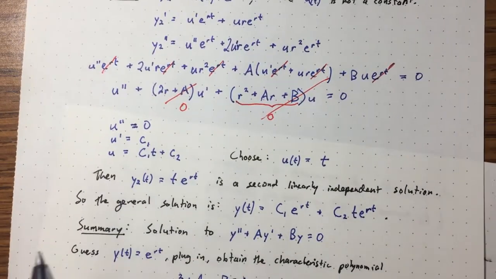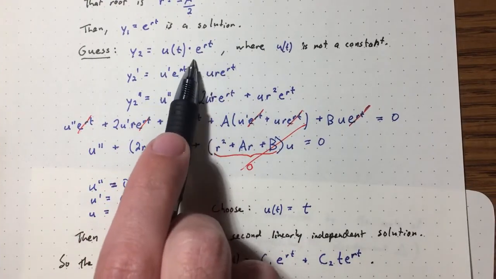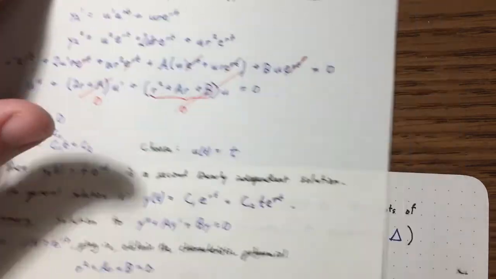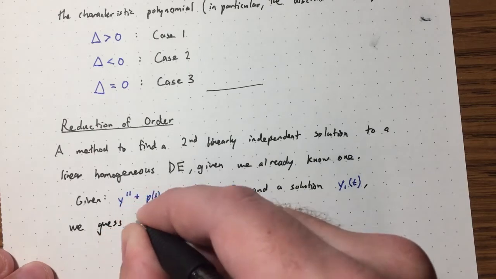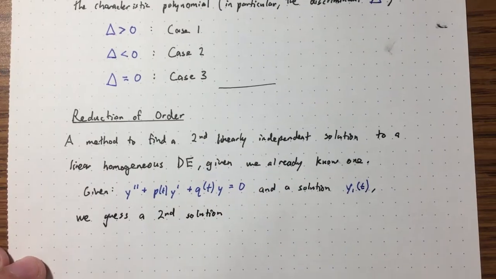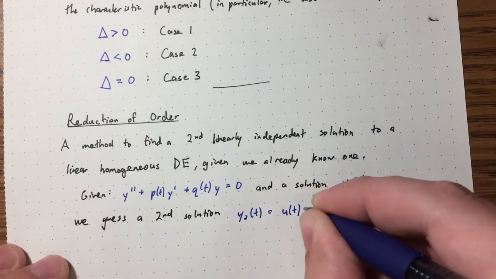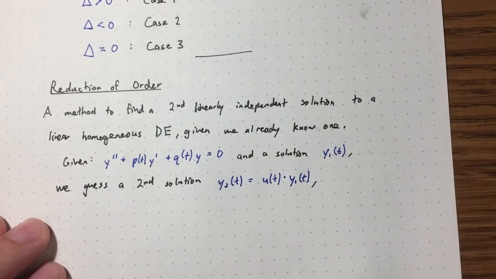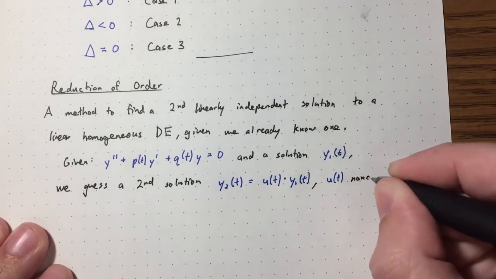So we're going to guess a second solution that's not a constant multiple of this one. We're going to actually use the first one in our guess, but then we're going to multiply by some unknown function u of t, and we're going to insist that that function is not a constant. So we guess a second solution of the form y2 is some unknown function u of t times our first known solution. And we want u of t to be a non-constant function.